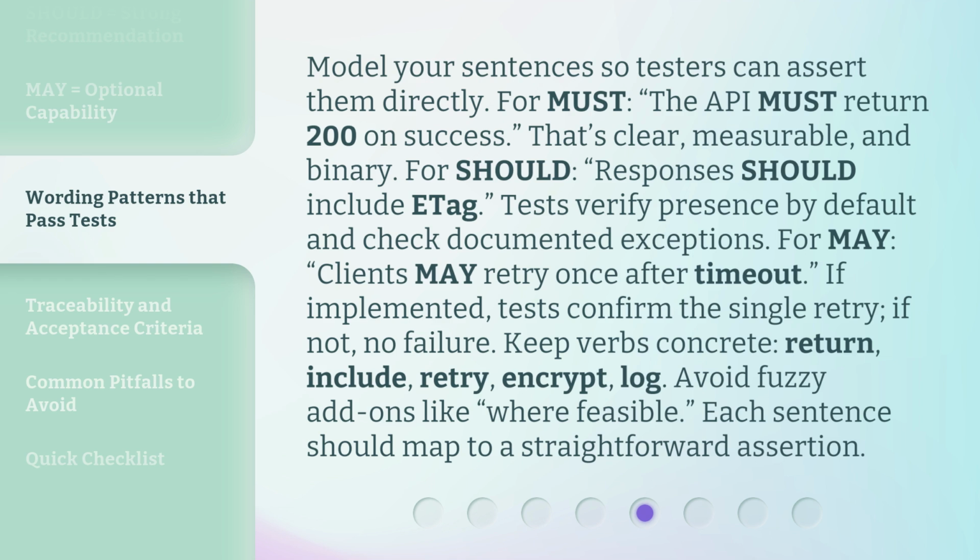Model your sentences so testers can assert them directly. For must, the API must return 200 on success. That's clear, measurable, and binary. For should, responses should include eTag. Tests verify presence by default and check documented exceptions.